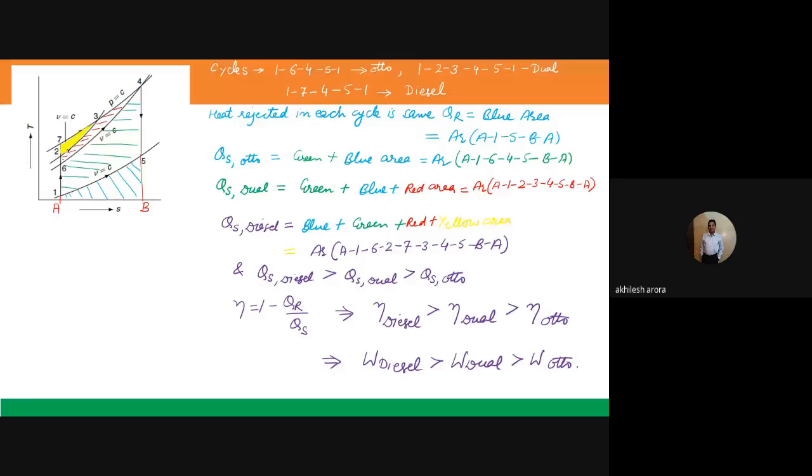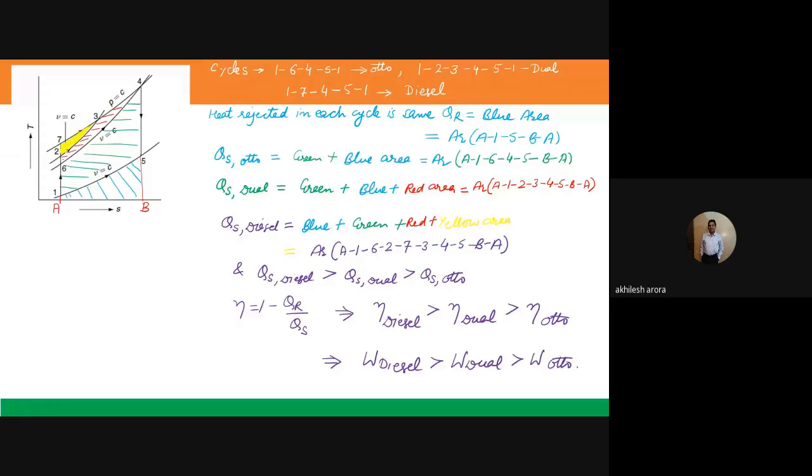Once again, if you see here, we have three cycles. Now the numbering is different here, but I have explained how to draw them. The cycles are 1, 6, 4, 5, 1. Just see it carefully in the diagram. This is basically the Otto cycle, because the heat is supplied at constant volume. Let us move to the next one.